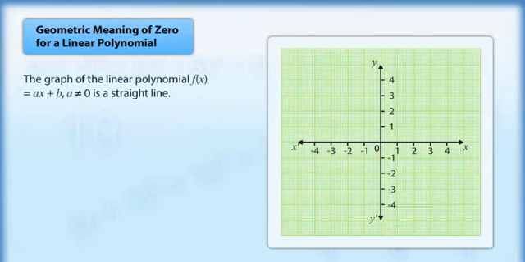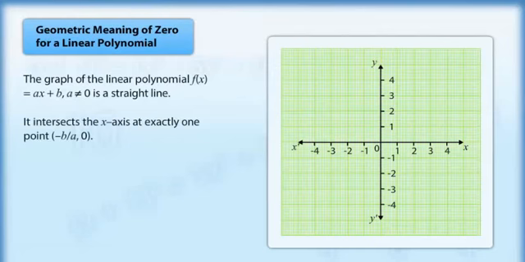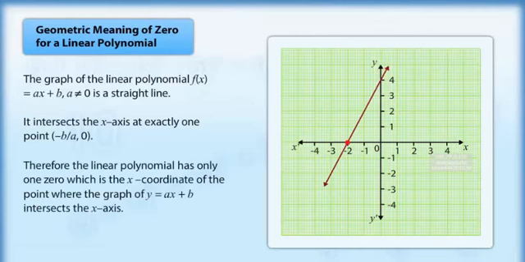What is the geometric meaning of zero for a linear polynomial? The graph of the linear polynomial f(x) = ax + b, where a is not equal to 0, is a straight line. It intersects the x-axis at exactly one point (-b/a, 0). Therefore, the linear polynomial has only one zero, which is the x-coordinate of the point where the graph of y = ax + b intersects the x-axis.